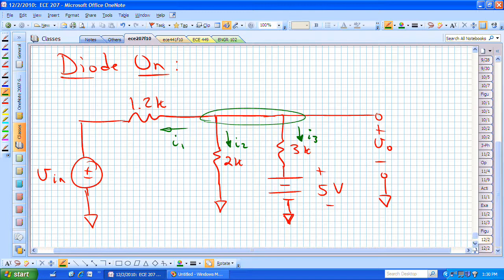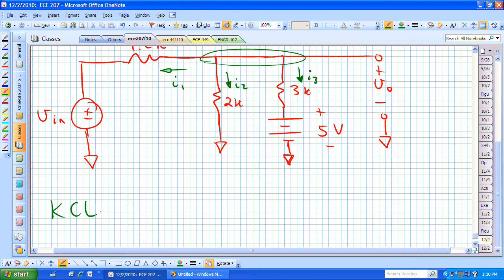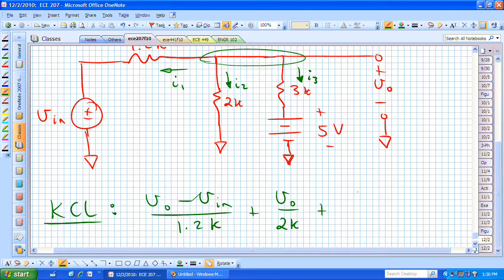We now can say, okay, KCL at that top node says that we now have V0 minus Vn over 1.2K plus I sub 2, which is V0 over 2K, plus I sub 3, which is V0 minus 5 over 3K. Those currents need to sum to 0. That we were just saying was I1 plus I2 plus I3 is equal to 0.